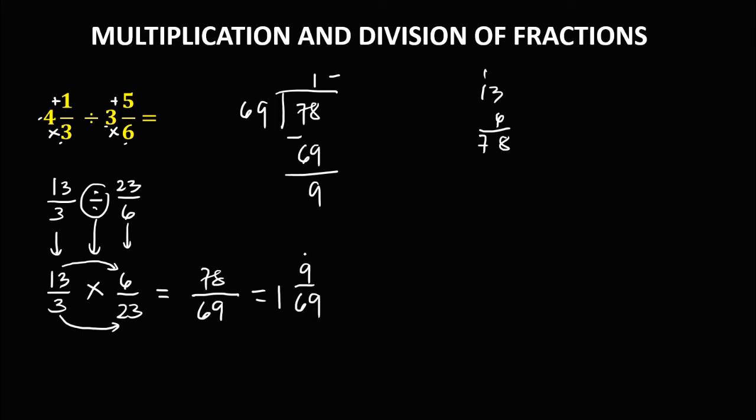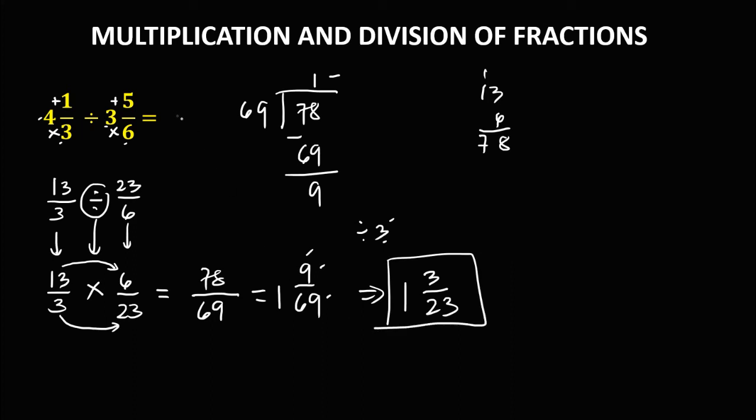Since we can reduce this 9 over 69, that's divisible by 3. So we have now 1. Then this 9 divided by 3, that's 3. Then over this 69 divided by 3, that's 23. So this one is the quotient of these fractions.